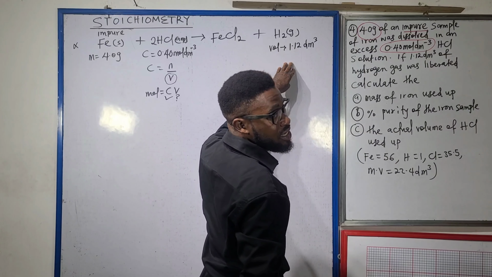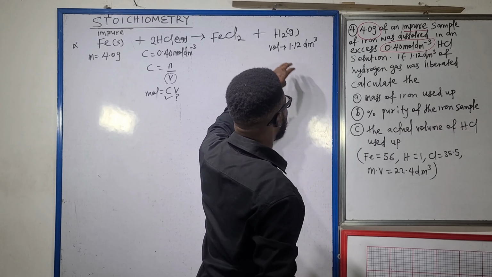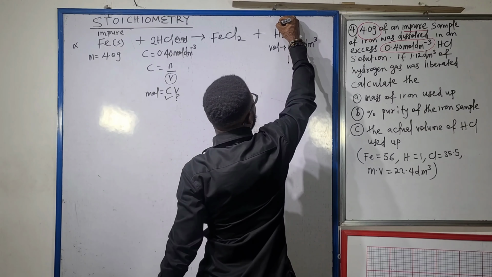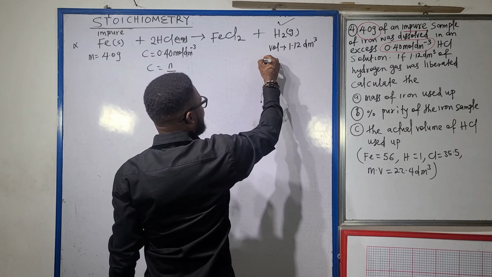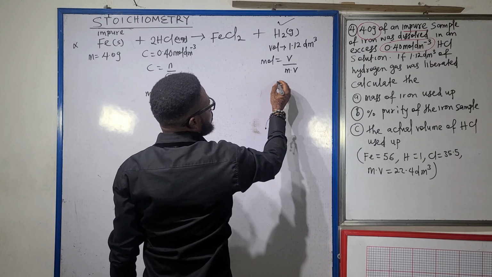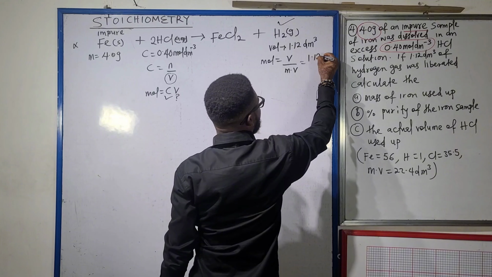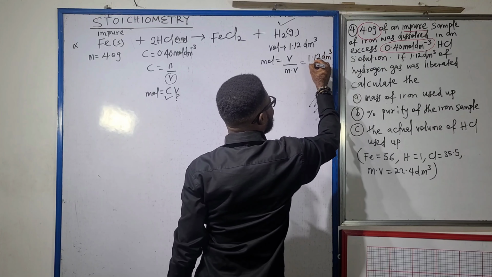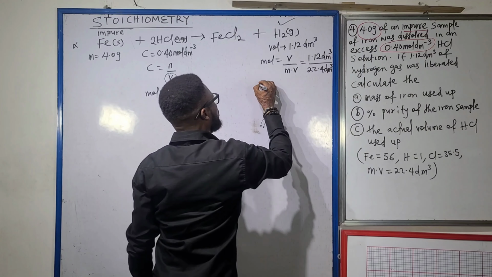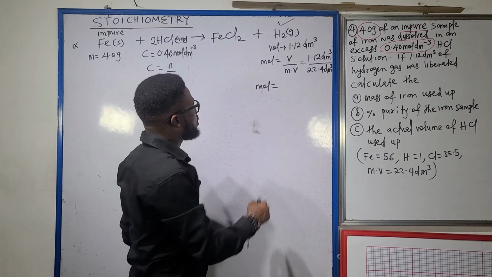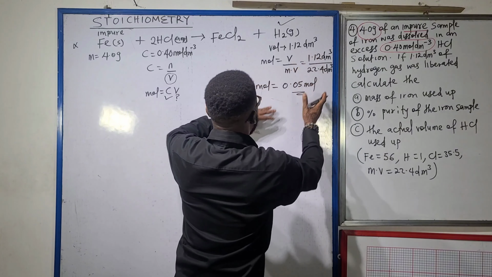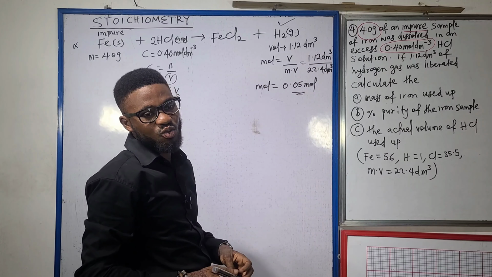I was given information about hydrogen gas, and that is the volume that was liberated from the equation. This is what I can use as my key. Recall that mole equals volume over molar volume. Therefore, this will mean 1.12 dm cube divided by 22.4 dm cube. So my mole here is going to be 0.05 mole. Now with this, I can unlock anything and I can proceed with my calculation.